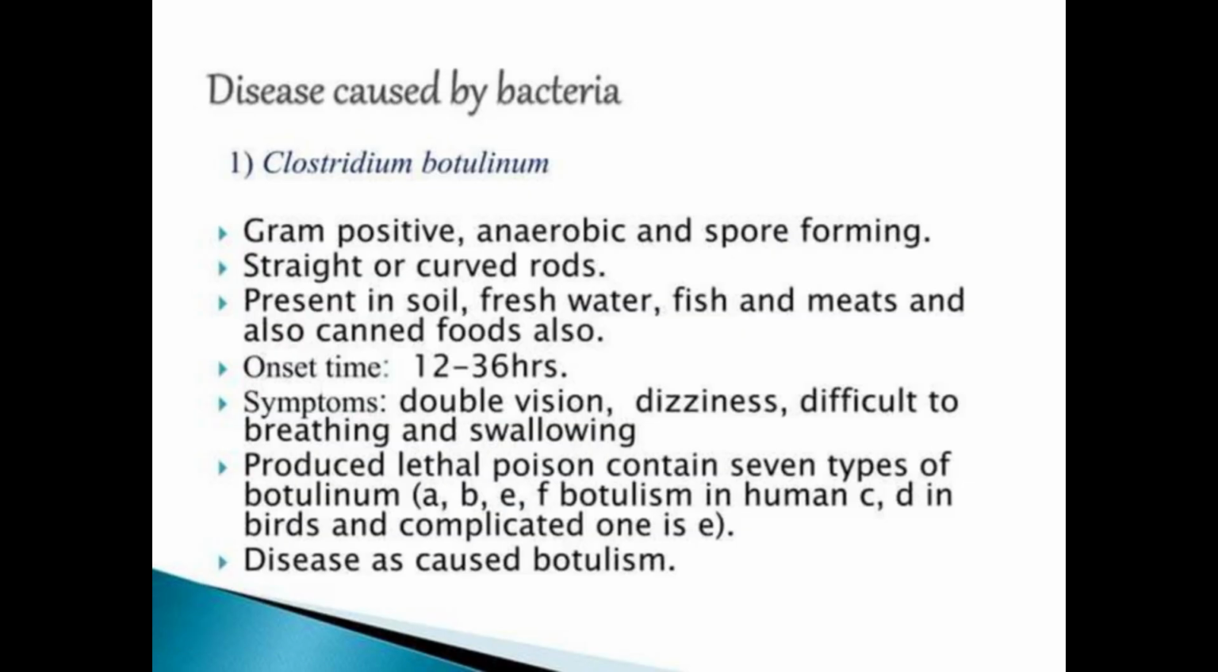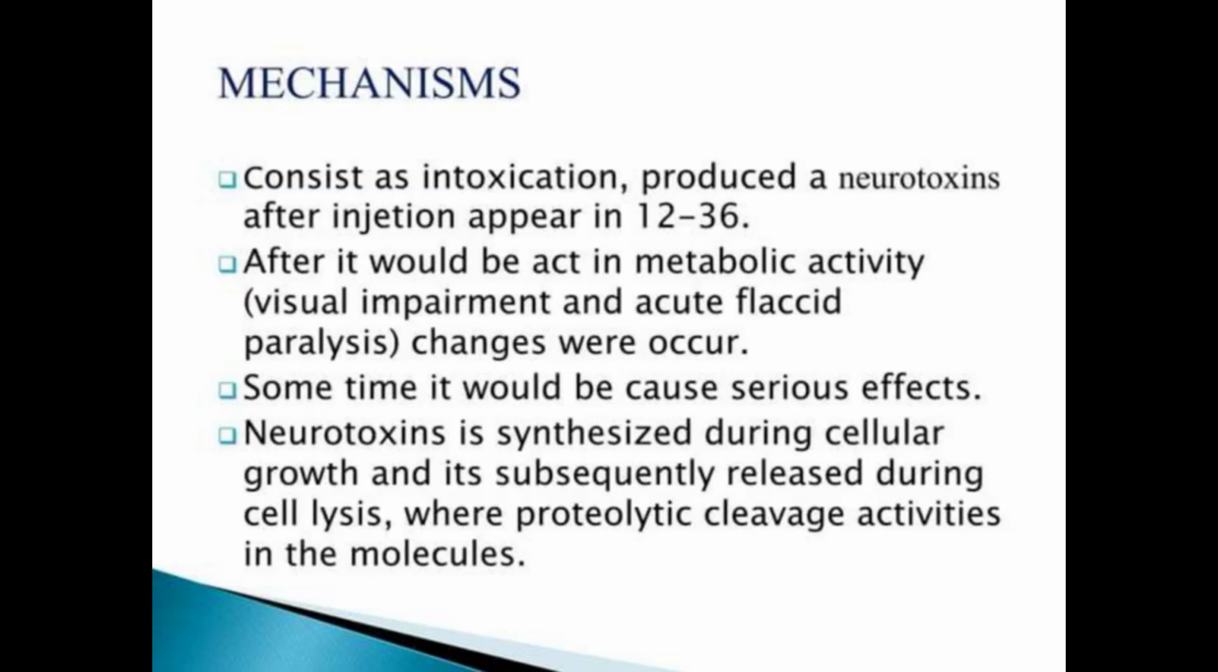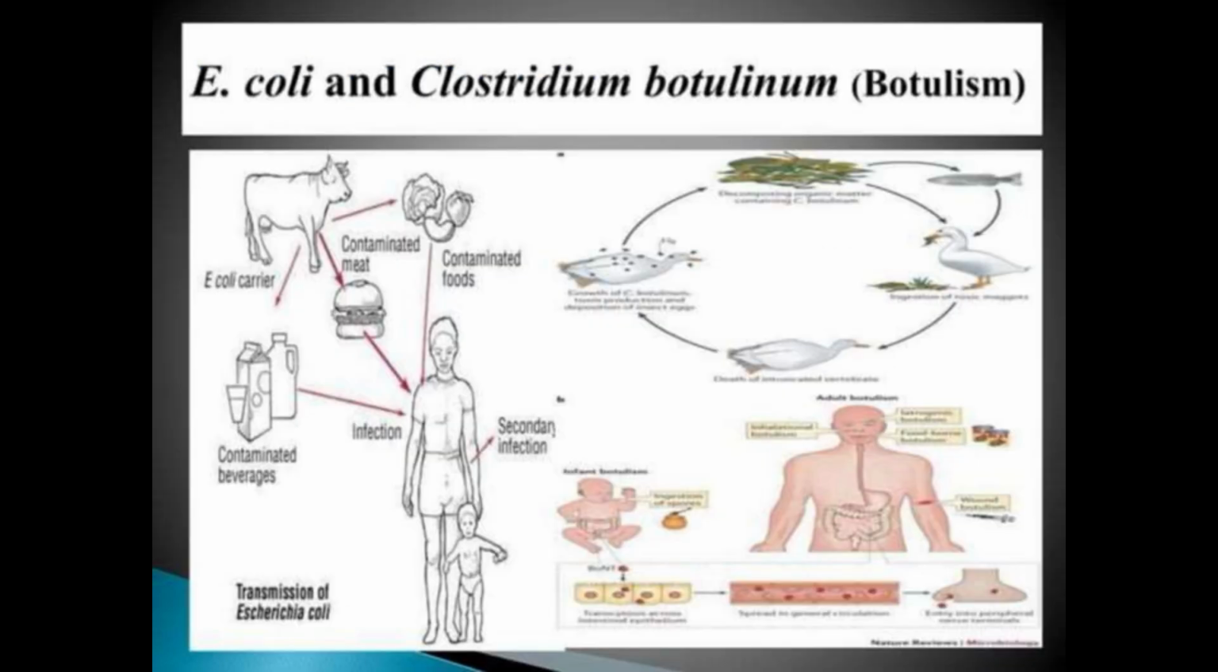And botulism is caused by a bacterium called Clostridium botulinum. It's gram-positive, anaerobic, and spore-forming. The spores will still be viable inside our gut. It causes intoxication, produces neurotoxins, and it can also cause flaccid paralysis. You can see the source of infection, where it comes from cattle to humans.